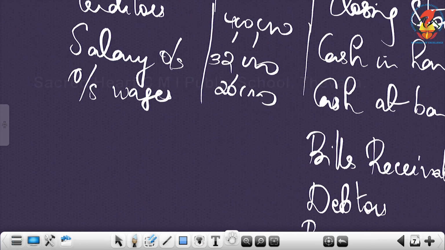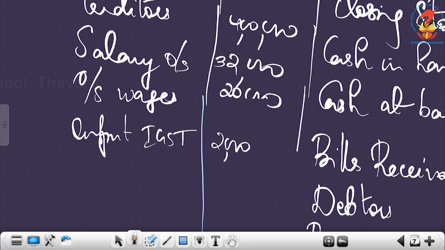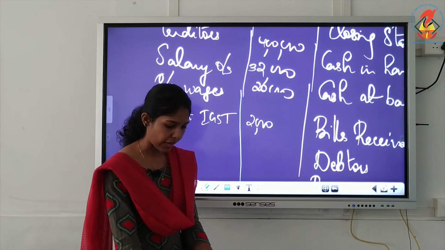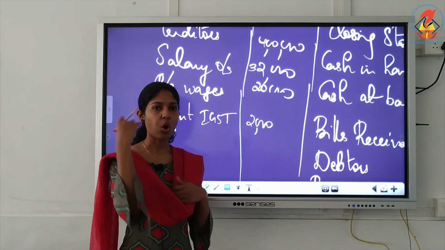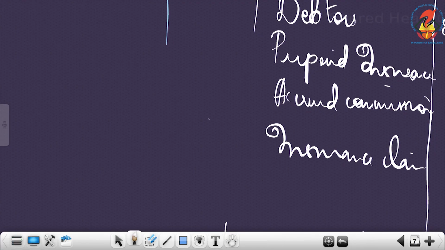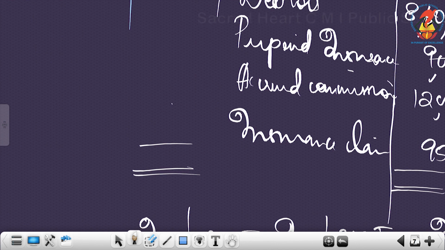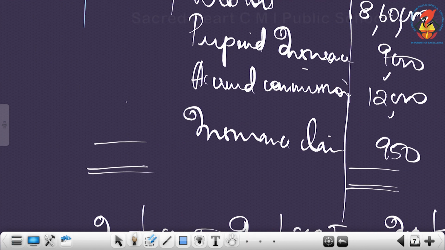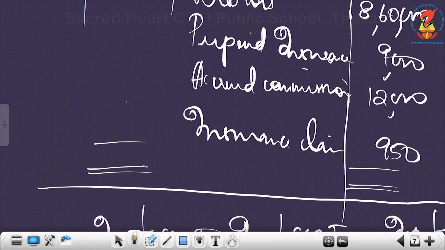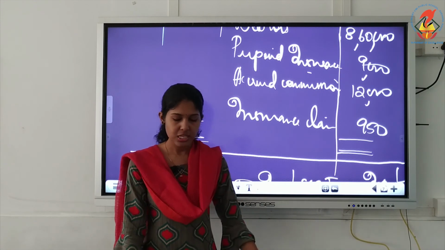So here we have to write on the liability side this last item, that is output IGST, balance of 2,000. Only we have a balance of 2,000 to be shown in output IGST. With that, your balance sheet is over. Just add and see whether you are getting the same answer on both sides. Now you can close the balance sheet. So that is how you have to do setting off of input GSTs with output GST and take the balance.